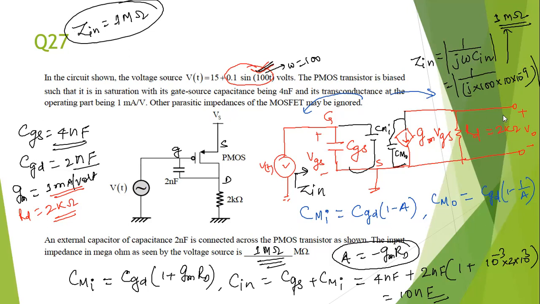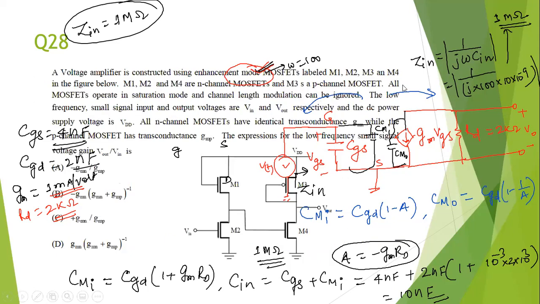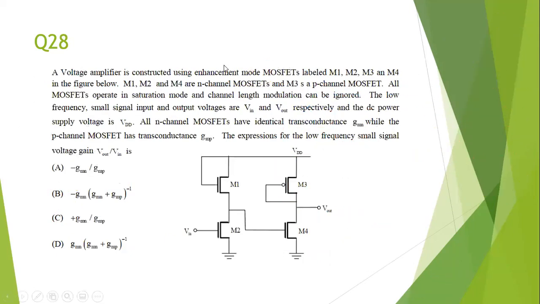Okay. Now come to the next question. That is question number 28. Now question number 28 is about a voltage amplifier. So you are given a voltage amplifier.